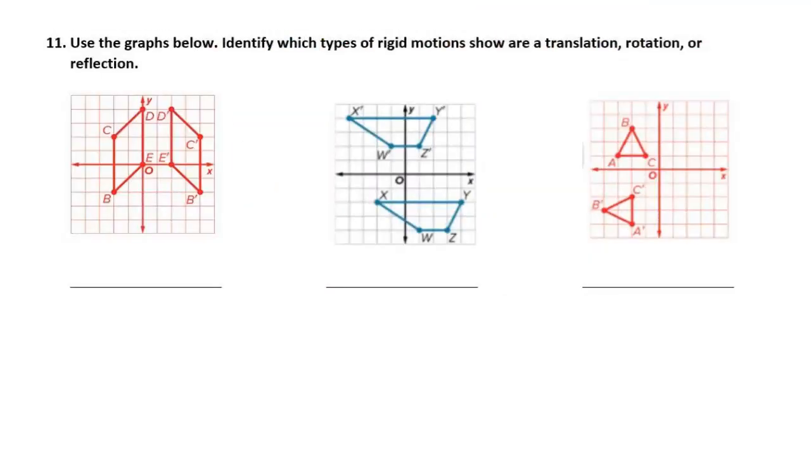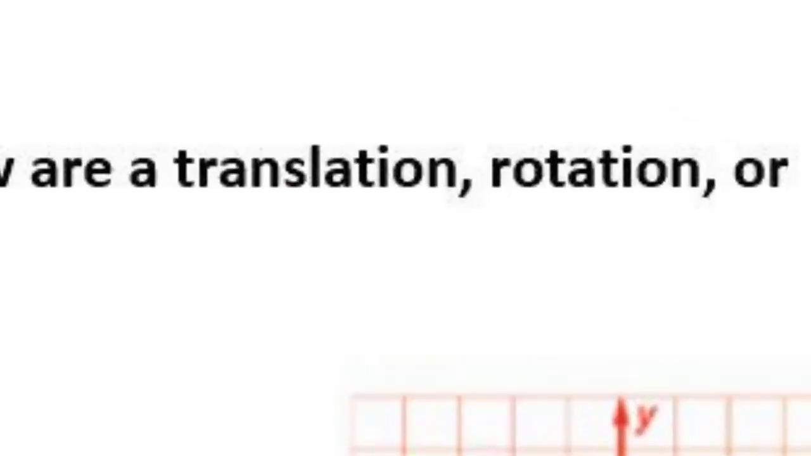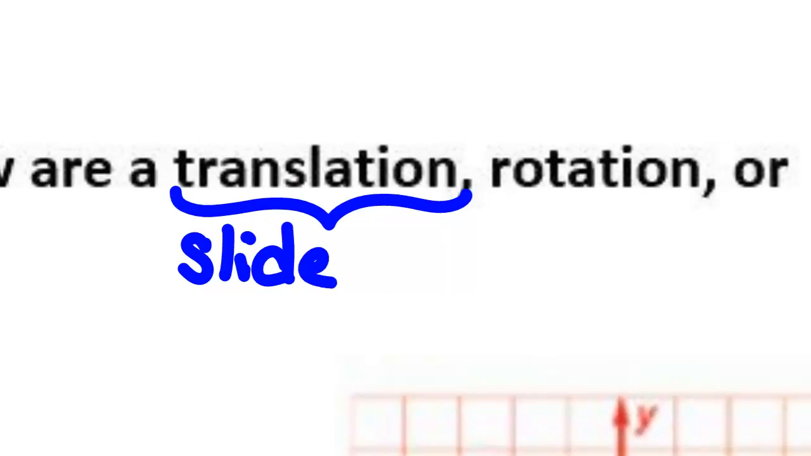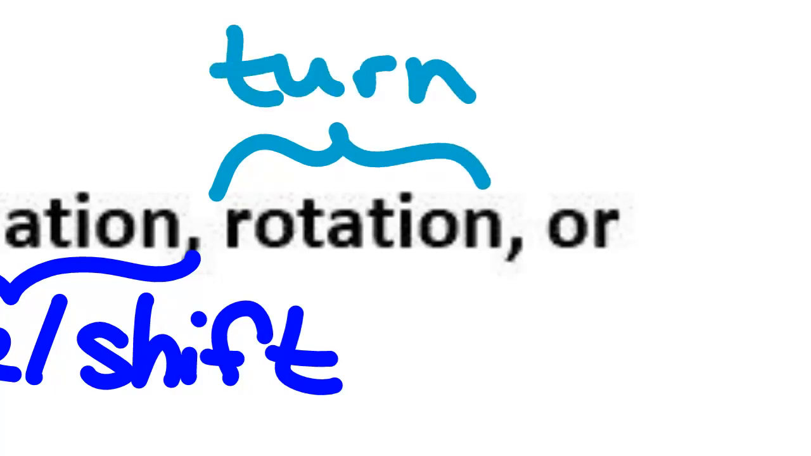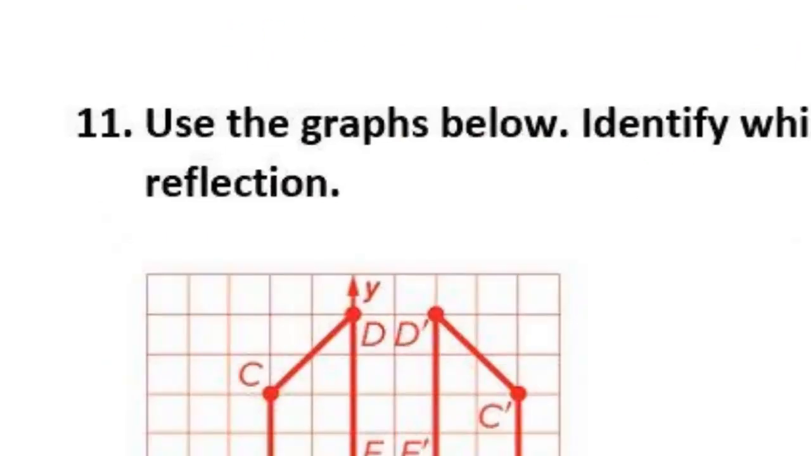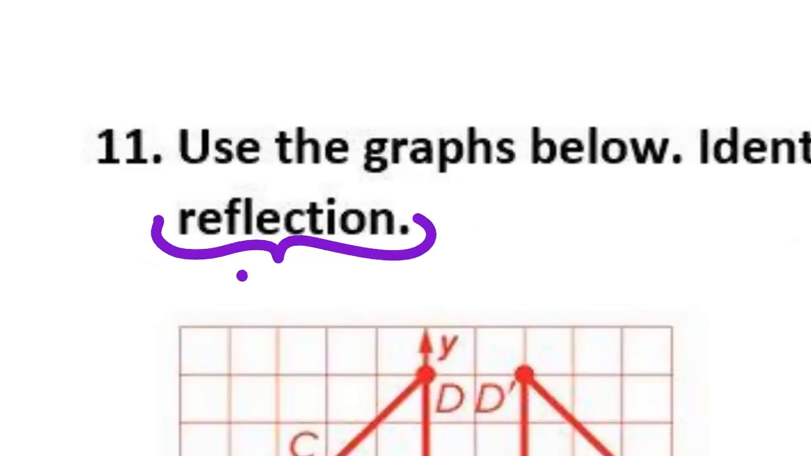We want to identify the rigid motion as either a translation, this is a slide, or a shift, a rotation, which would be a turn, or a reflection, which would be a flip.